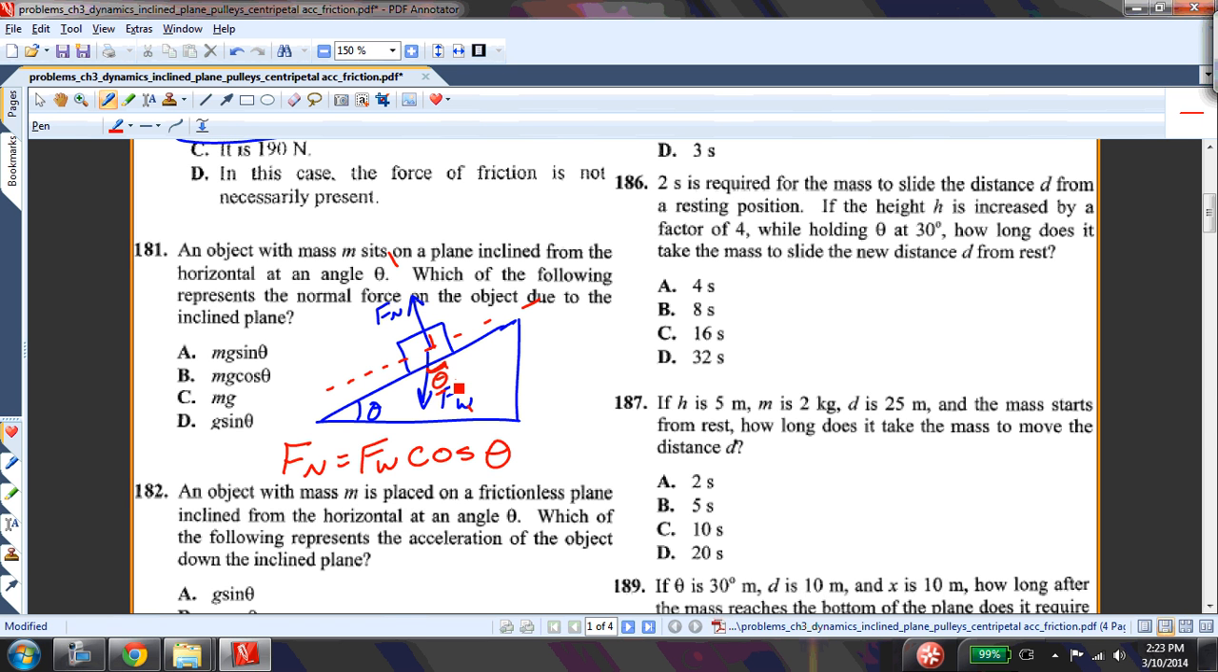So you really need to be familiar with these terms. What is the acceleration down the inclined plane? What is the weight? What is the normal force? And how to use these. So the answer for number 181 then will be B, mg cosine theta.